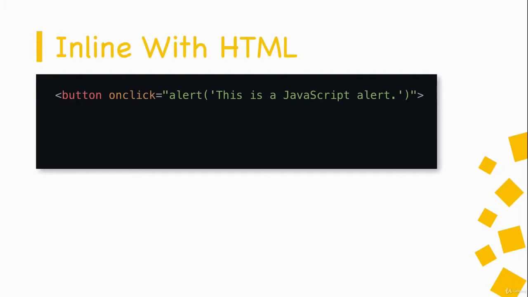So inside this onClick attribute, we can put in some JavaScript. In this case, we're calling the alert method, which alerts a string to the user's browser. And then inside the button tag, we have the text "click here", and then we finish it off with the closing button tag. So this is an example of putting JavaScript inline with HTML.